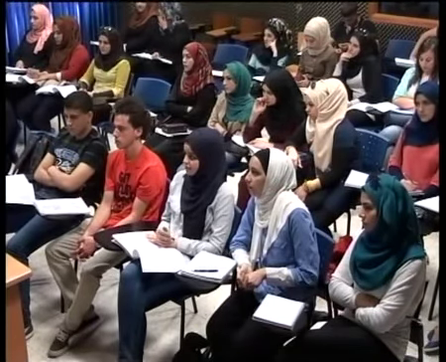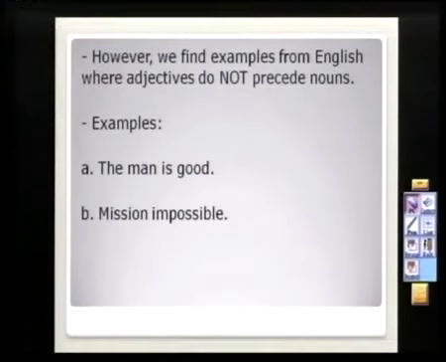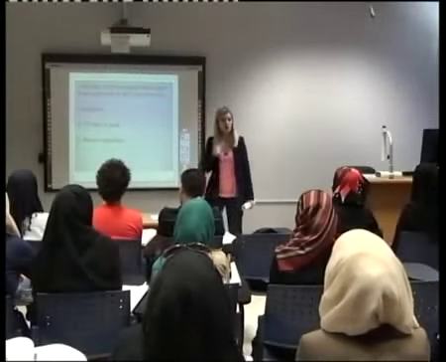So we said we're looking for examples in English that are actually against my hypothesis. So if you look at this, I found examples in English that are against my hypothesis. Example number 1, the man is good. Where is the noun? Man. Where is the adjective? Good. Is the adjective after the noun? Yes. So it is against my hypothesis. If you remember my hypothesis, it was adjectives come before nouns.